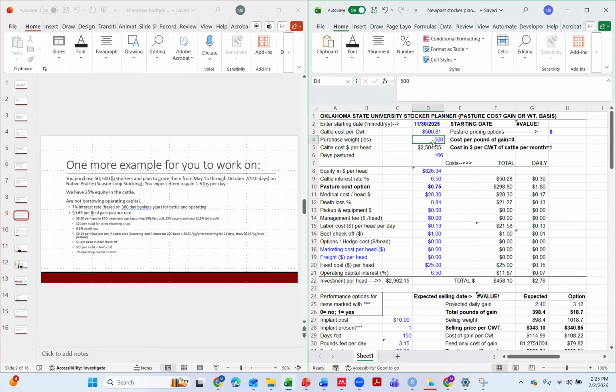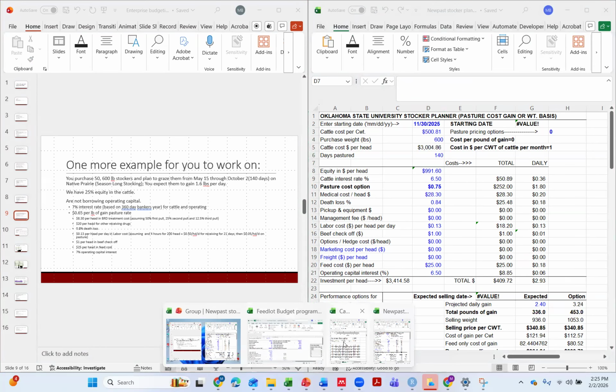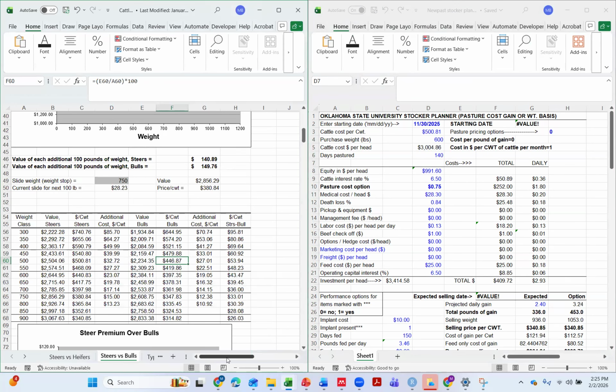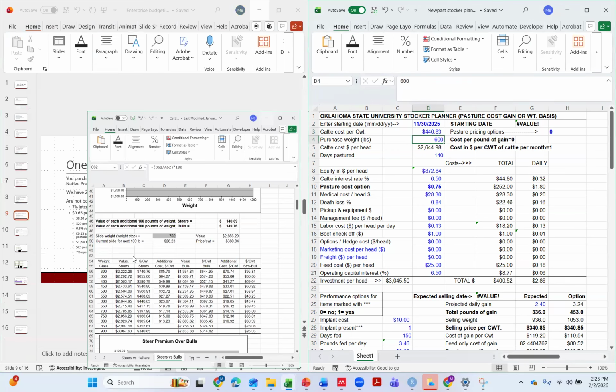In this instance, we're going to buy a 600-pound animal. We're going to graze them for 140 days. A 600-pound animal is going to have a different value, so I'm going to open this value. 600 pounds is going to be $440.83 per hundredweight.